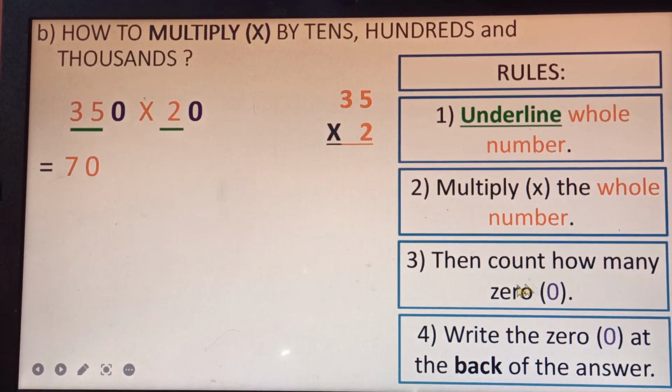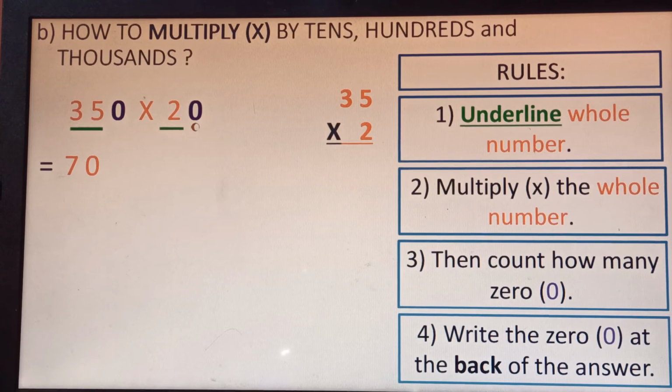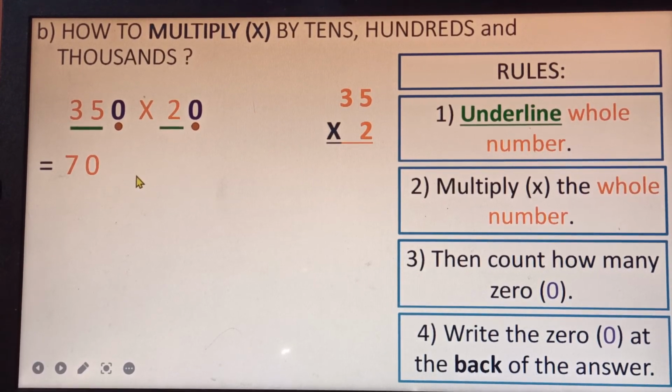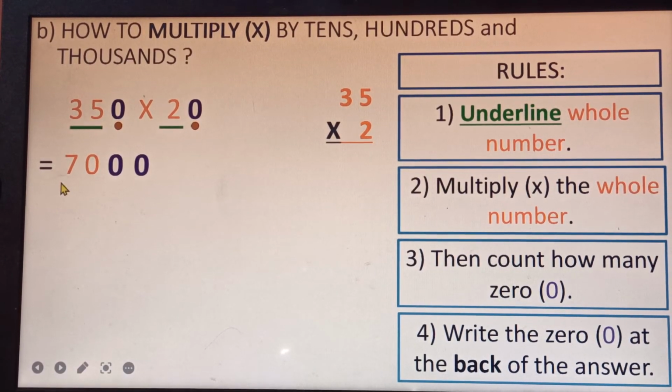And let's count how many zeros. Step 3. Okay, there are di belakangnya 1 and 2 zeros. So there are 2 zeros that we're going to write at the back of the answer. Alright, so 2 zeros. Where's the 2 zeros? Okay, and now the answer is 7,000.